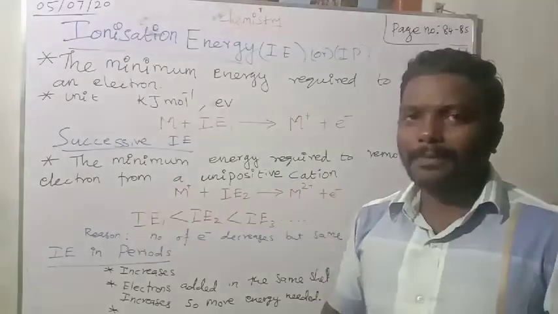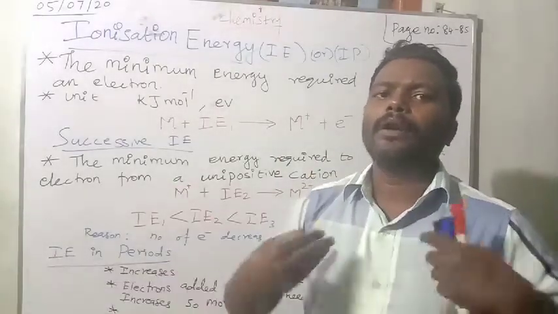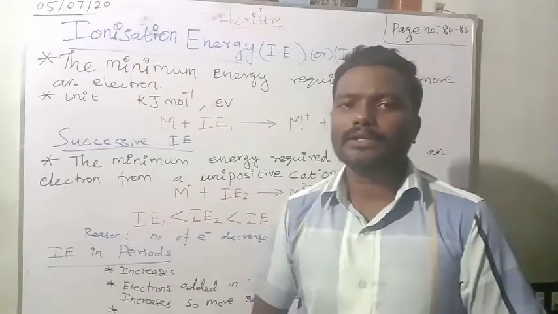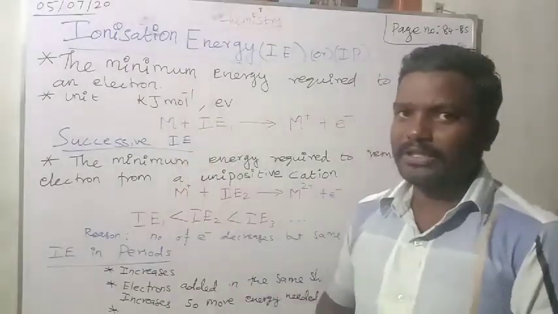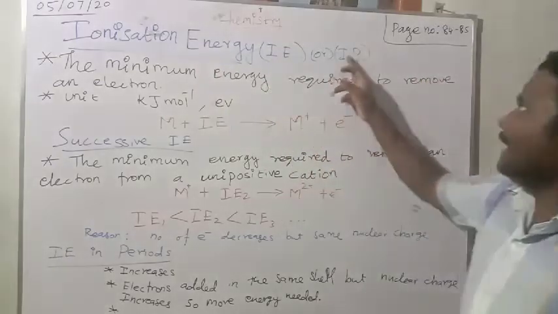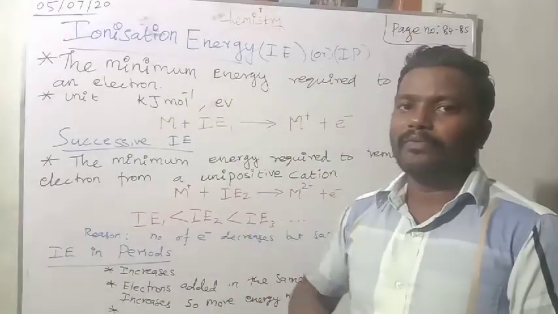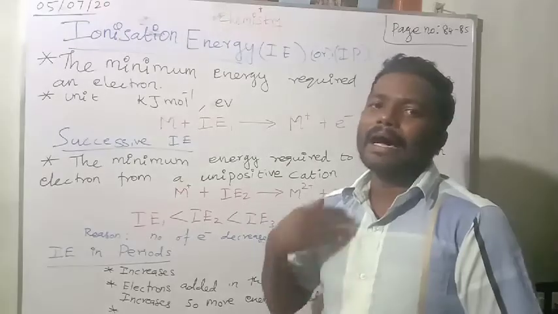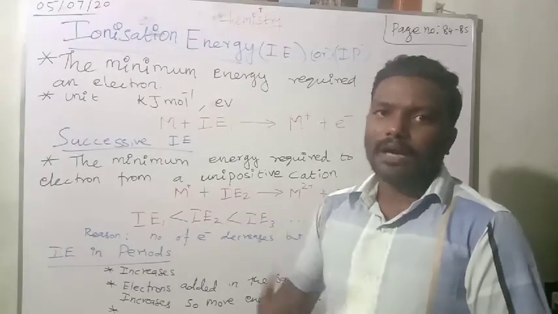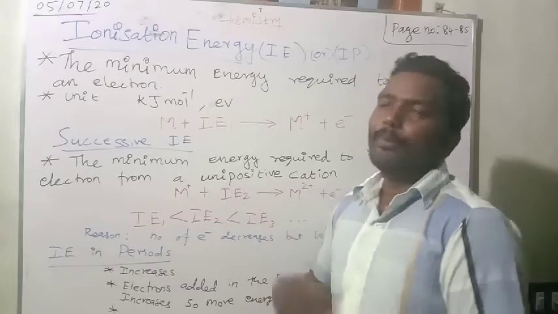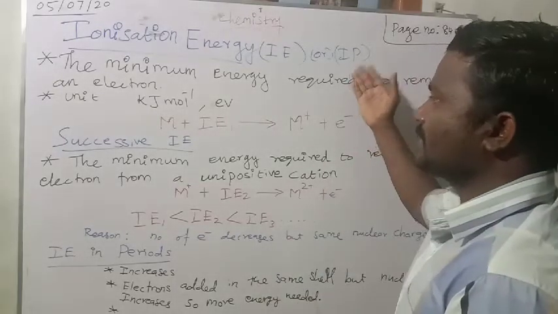So from an atom, if you remove an electron, we have to supply some energy. That energy is called ionization energy. It is also called ionization potential. Wherever we see IE, we have to remember that it is nothing but ionization energy. Okay, my dear students.